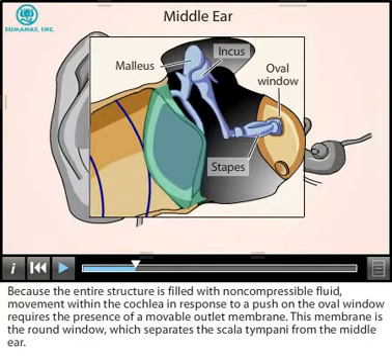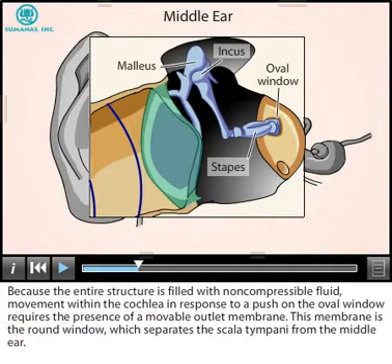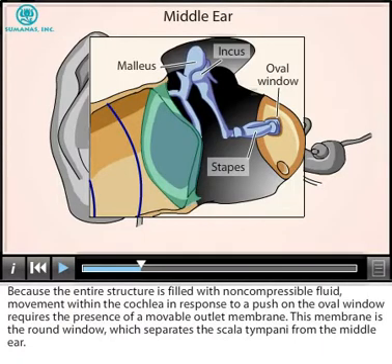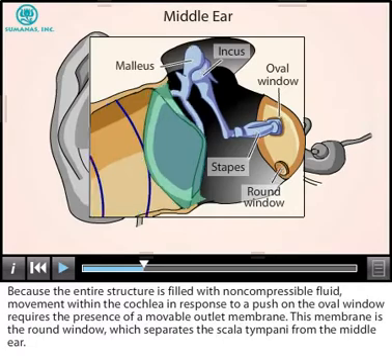Because the entire structure is filled with non-compressible fluid, movement within the cochlea in response to a push on the oval window requires the presence of a movable outlet membrane. This membrane is the round window, which separates the scala tympani from the middle ear.